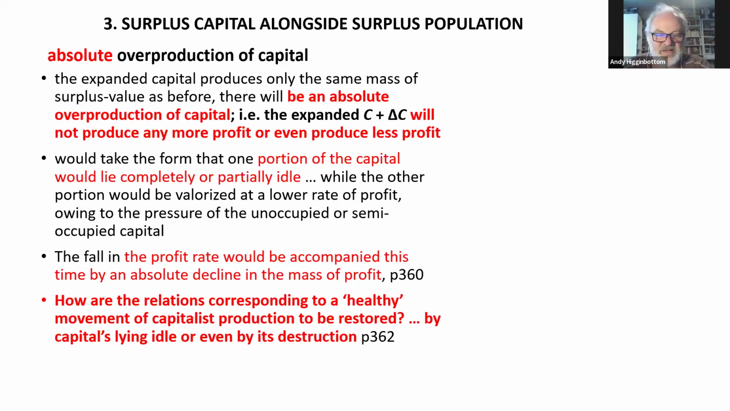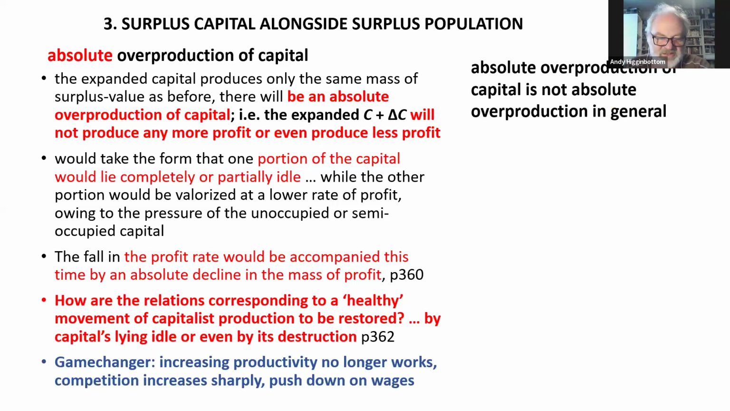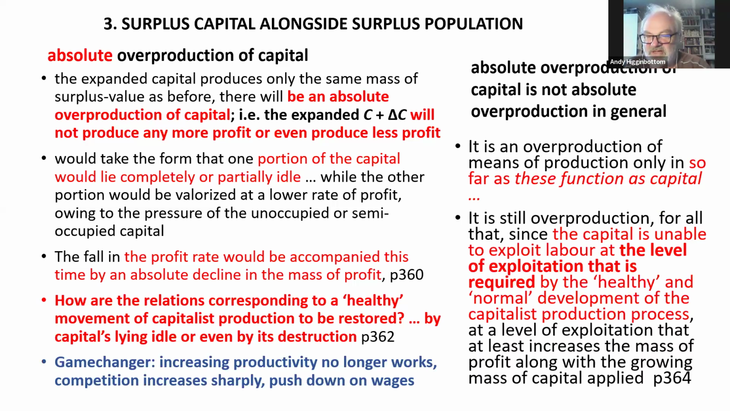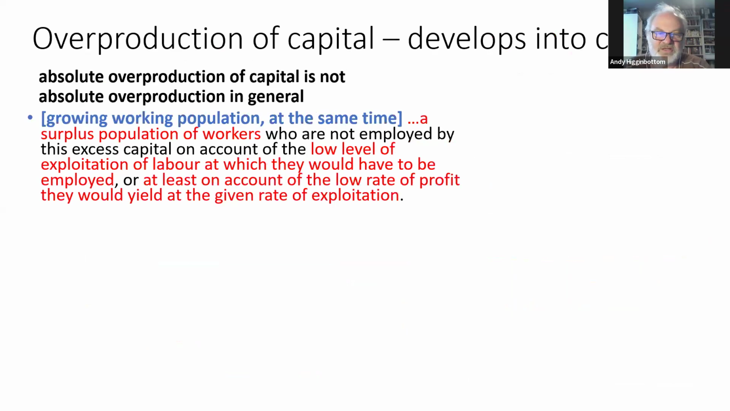So at this point, how are they going to restore profitability? This is the game changer point, because all this increase in productivity, all this investment in machinery and so on is not working anymore. It's the problem, it's not the solution. So that's the point which we've reached. The level of exploitation has to change. In order for capital to solve this problem, it not only has to devalue capital, it has to devalue, in effect, labor power. It has to increase qualitatively the degree of exploitation.